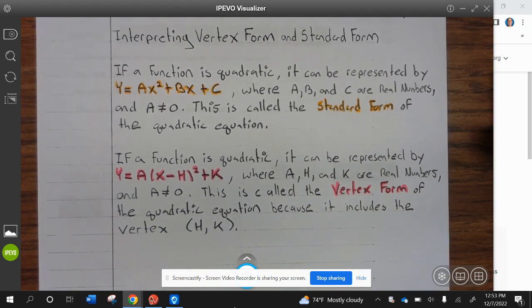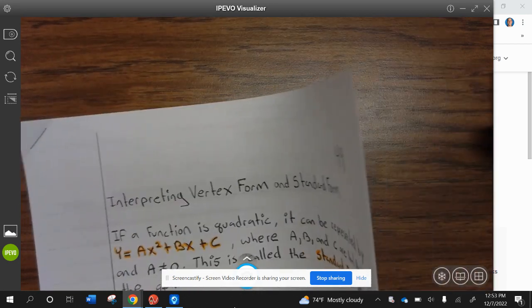If a function is quadratic, it can be represented by y equals a times (x minus h) squared plus k, where a, h, and k are real numbers, and a does not equal 0. This is called the vertex form of the quadratic equation because it includes the vertex (h, k). All right, let's take a look at the first example.